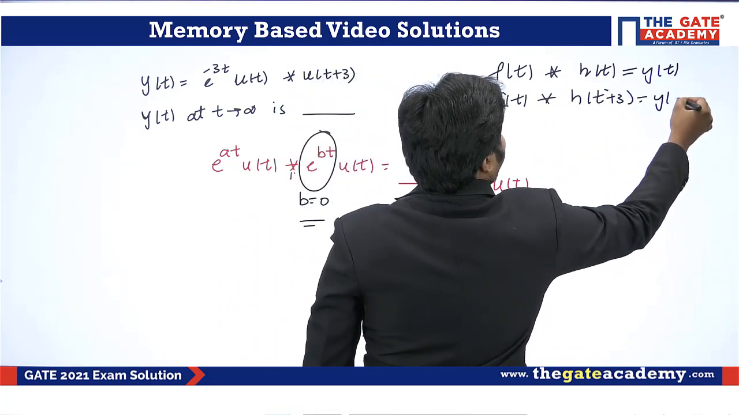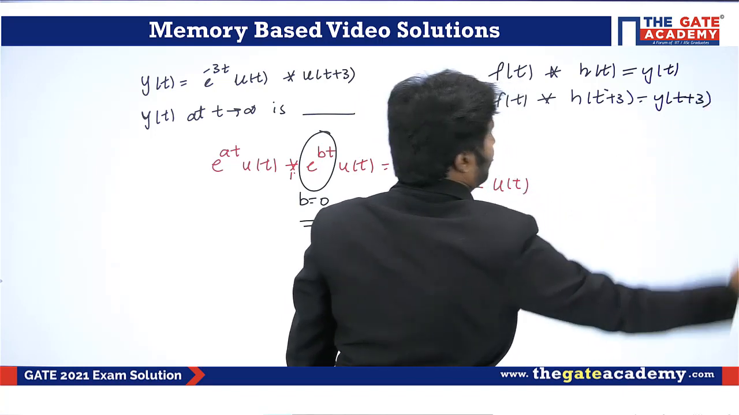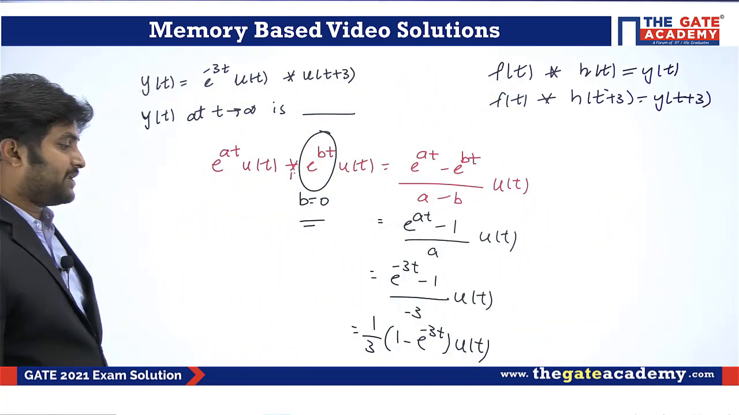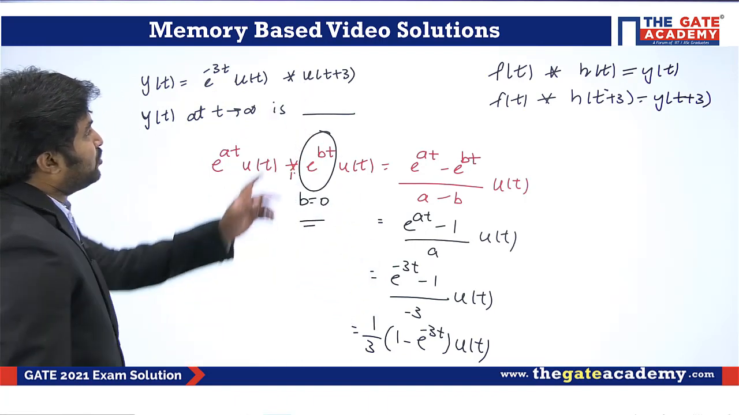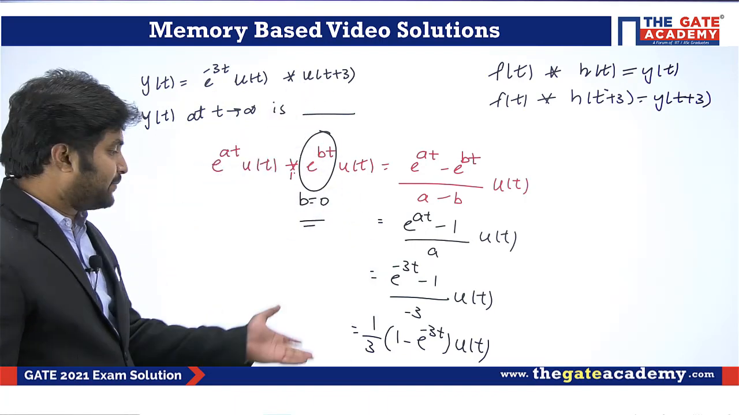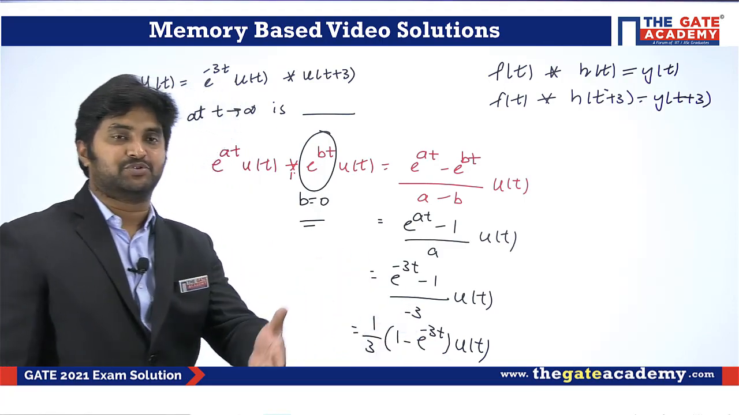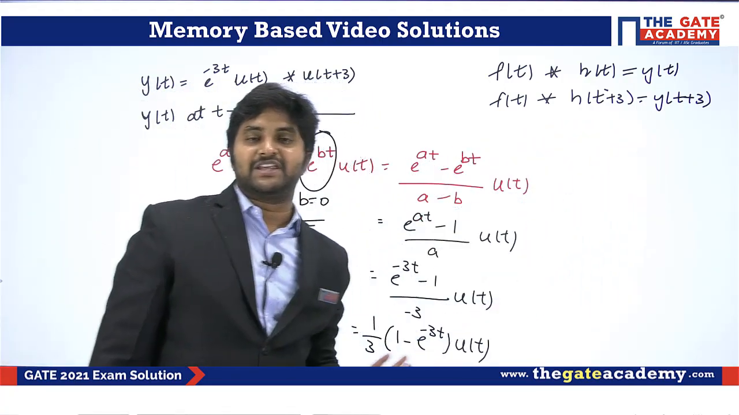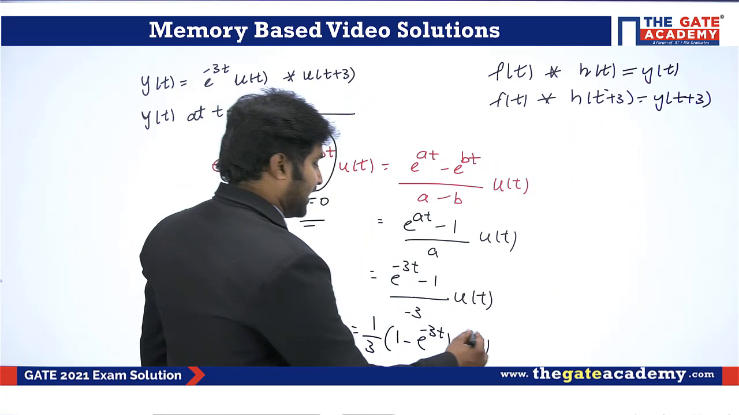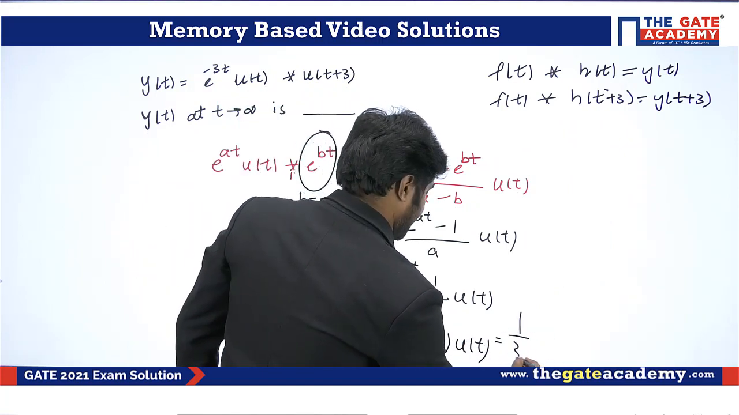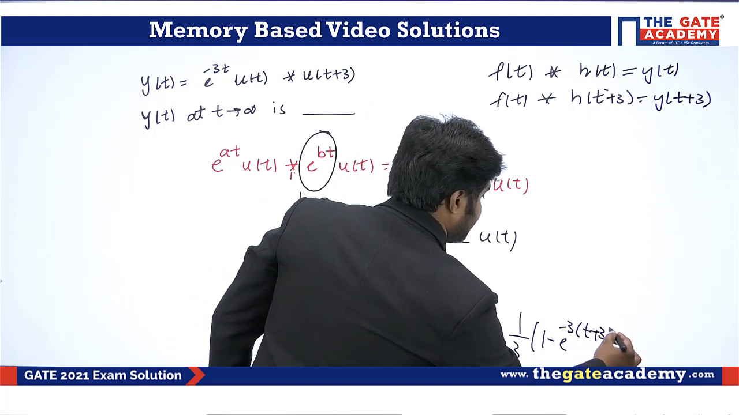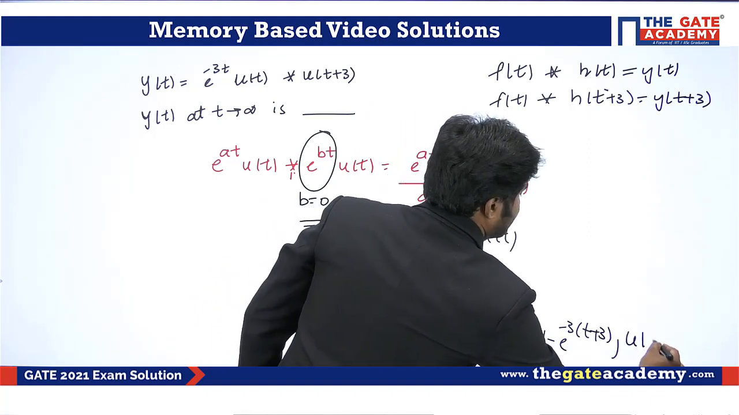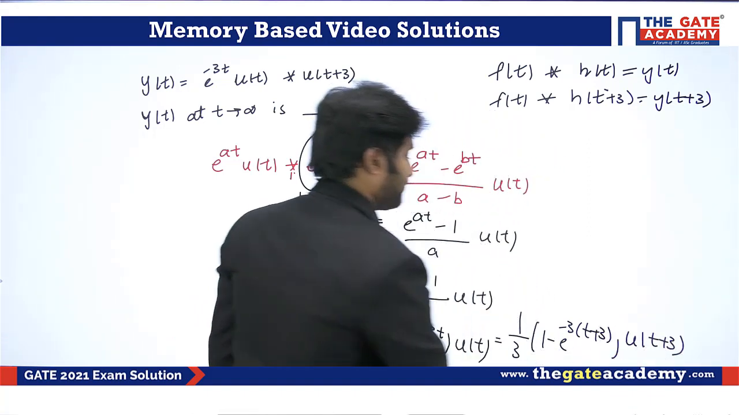This is simple, y of t plus 3, yes or no? This is nothing but the time shifting property. So once you get the answer for u of t, now u of t plus 3 is there, it means that wherever t is there, you just substitute t plus 3, which means that this is 1 by 3, 1 minus e power minus 3, t plus 3 into u of t plus 3, my dear students, correct?